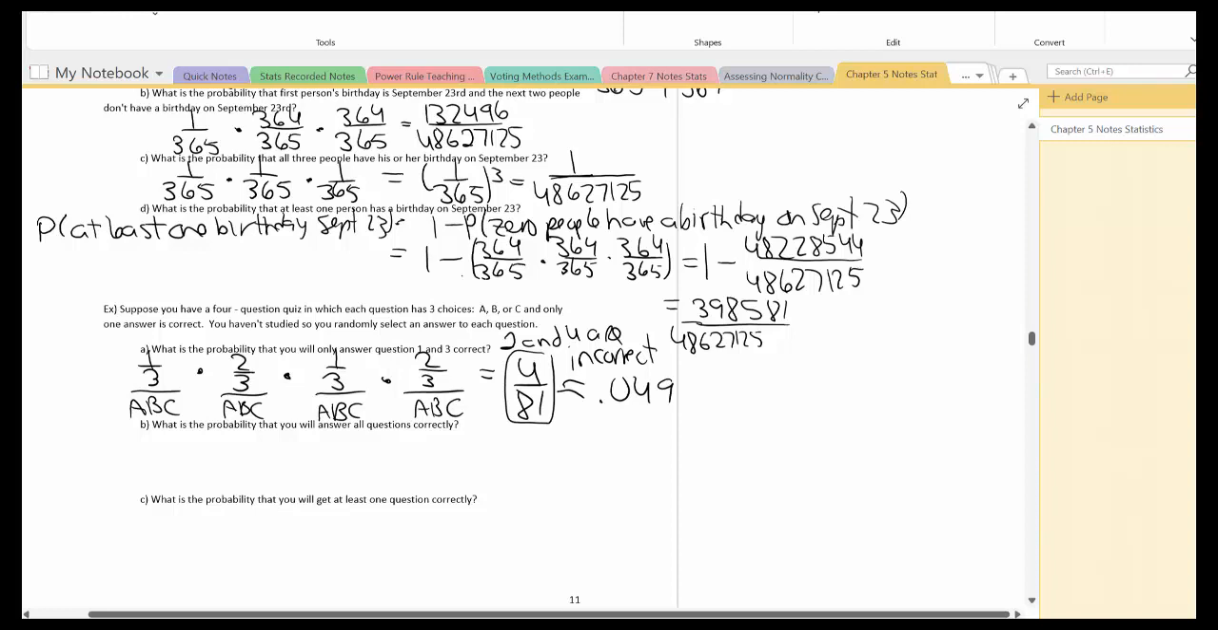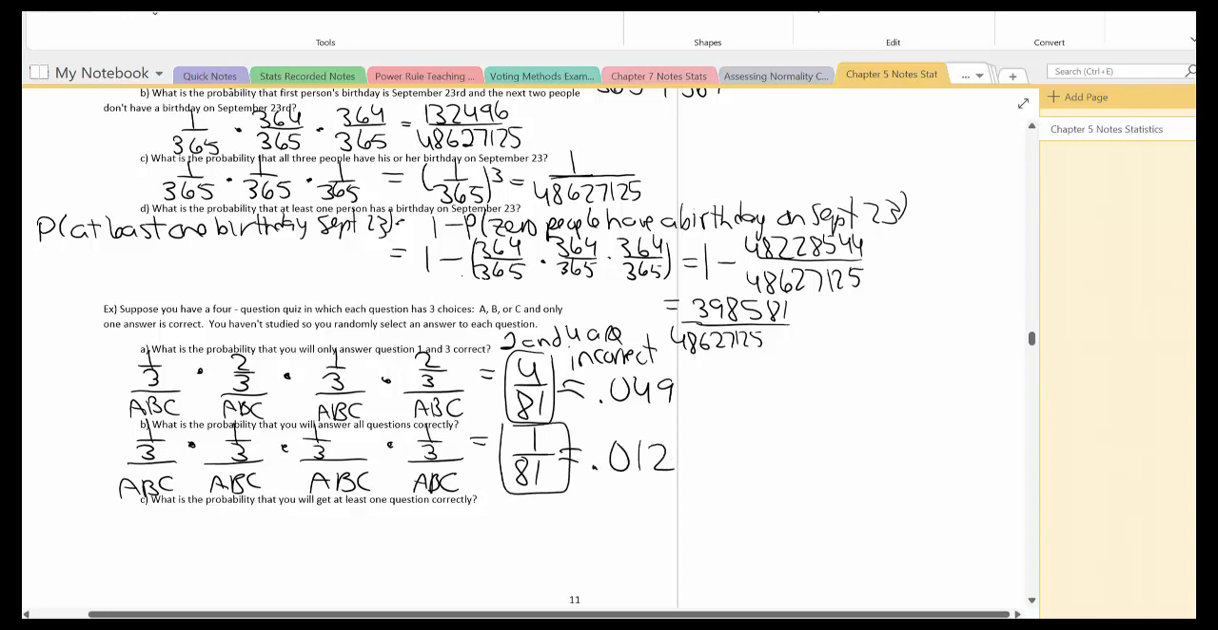All right, part B. What is the probability that you will answer all questions correctly? Okay, so again, I'll write ABC. What's the probability you're going to get the first question correct? 1 correct answer out of 3. And getting the second, 1/3. And the third, 1/3, and the fourth, 1/3. Multiply, that's 1 out of 81, which is this approximately. Again, I want the fraction.